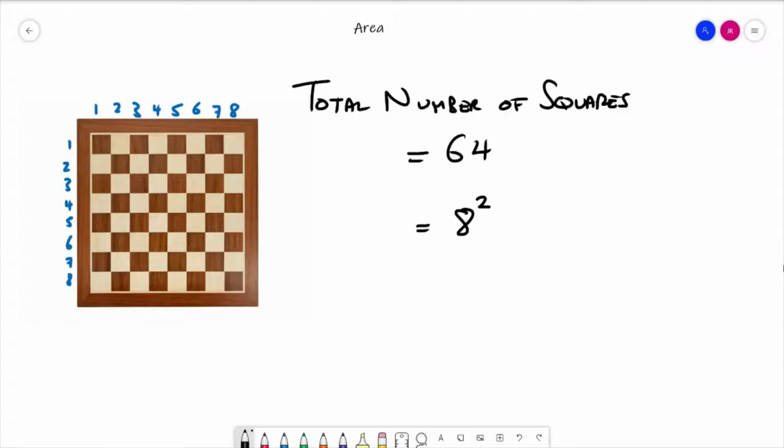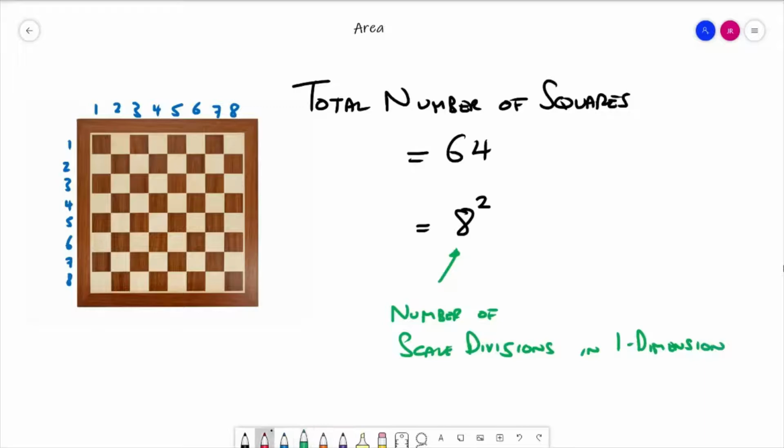But of course 64, very simply, is 8 squared. In other words, when we've got something that's the same on both sides, we just take the number of scale divisions in one dimension and we raise it to the power of the number of dimensions.